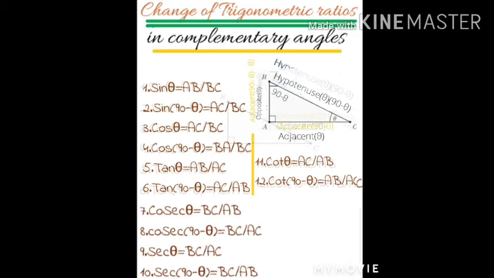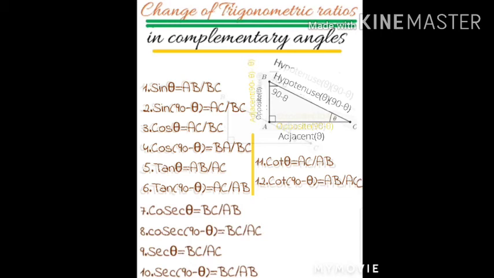So as I explained before, theta and 90 minus theta are complementary angles. So now in this triangle, angle B and angle C are complementary angles. Derive all the trigonometric ratios with respect to angle theta and also with respect to angle 90 minus theta.